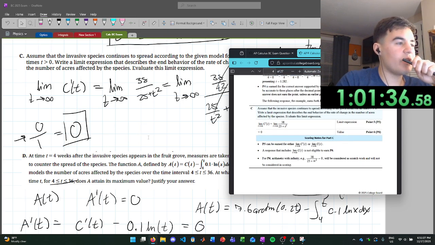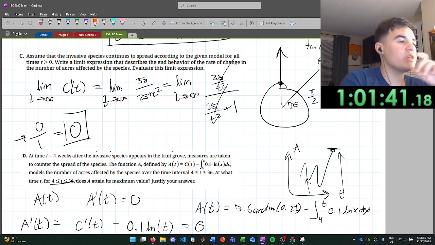Part C. Write the limit. Value equals 0. Limit expression. Value equals 0. Okay, it's 0.5, 0.6. That's 2 points.